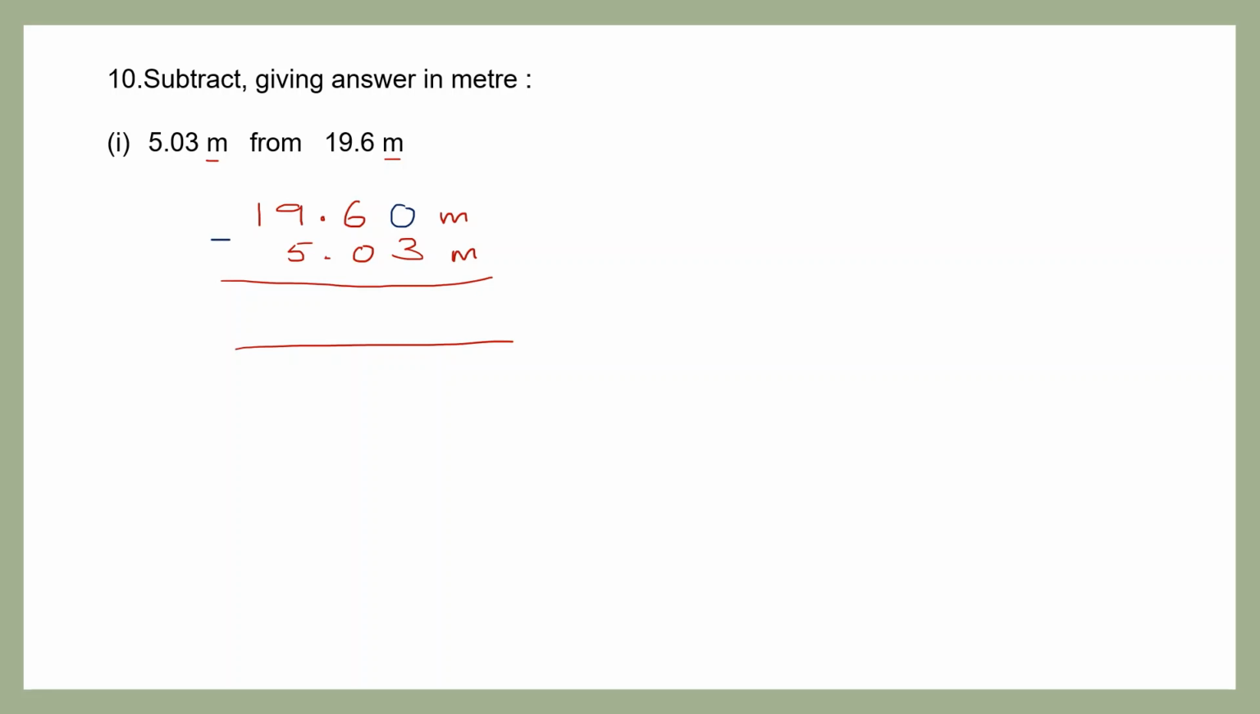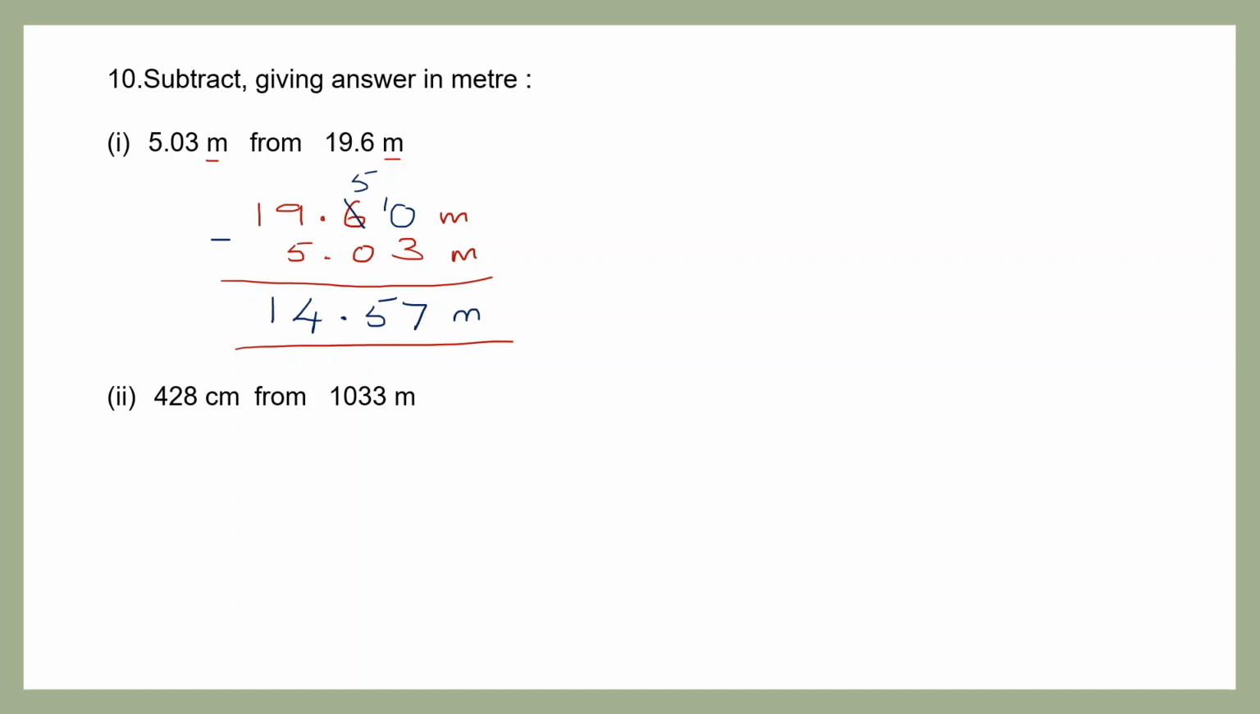Let's start our subtraction. 0 minus 3 I cannot do, so I'm going to borrow from here. 5, 10. 10 minus 3 is 7. 5 minus 0 is 5. Point. 9 minus 5 is 4. And I bring down 1 and this is meters. So I've got my answer, 14.57 meters.